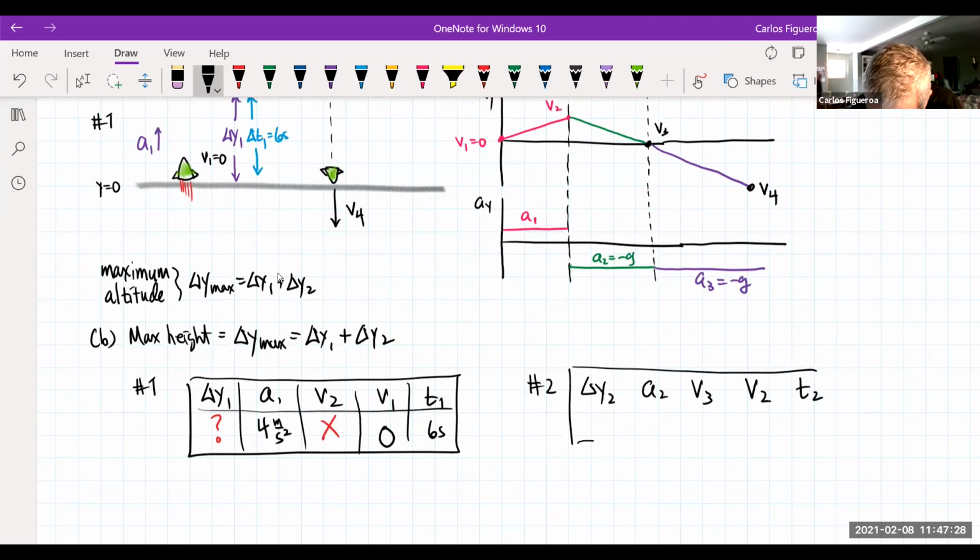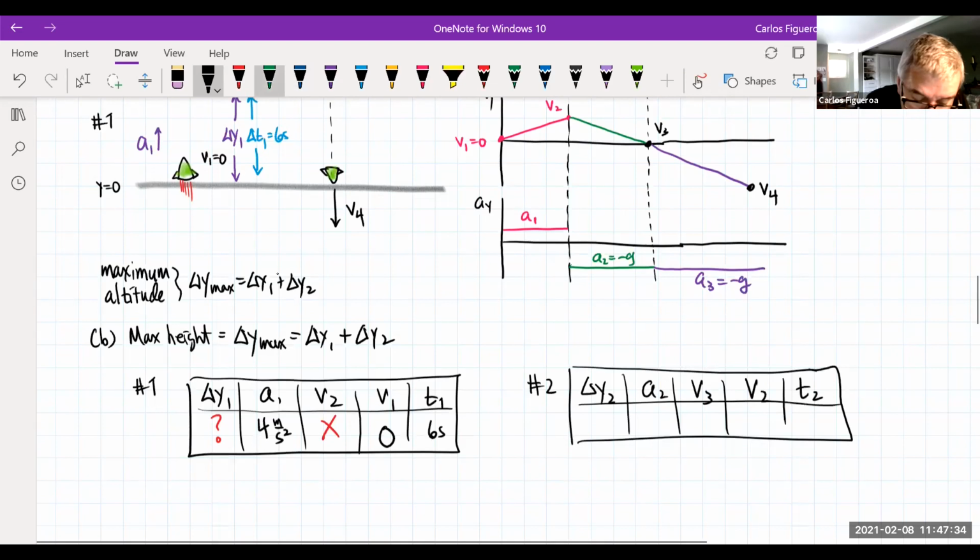So what do I know about this thing here? Well, I think it's clear that we are trying to solve for that height. So what do I know? Well, I know that this is minus g. I know that the final speed is 0. Do I know v2? No. Do I have time? No. So what you're seeing here is that I have two unknowns.